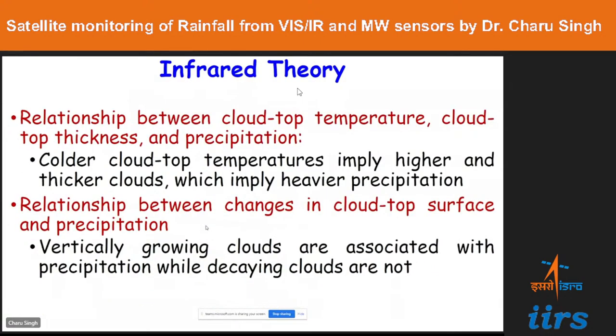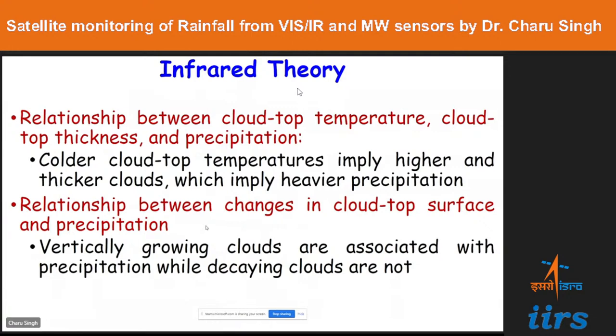Now the infrared theory. Infrared based rainfall estimation is basically based on the relationship between the cloud top temperature, cloud top thickness, and precipitation. Colder cloud top temperatures imply higher and thicker clouds, which imply heavier precipitation, because we are looking at the cloud top. And then there is a relationship between the changes in cloud top surface and precipitation with time.